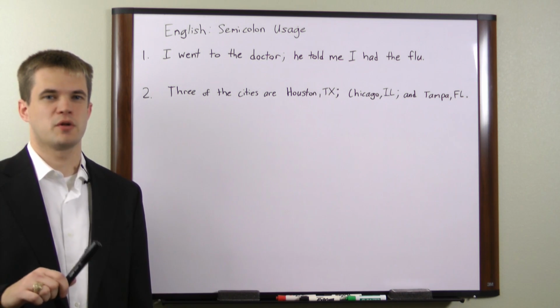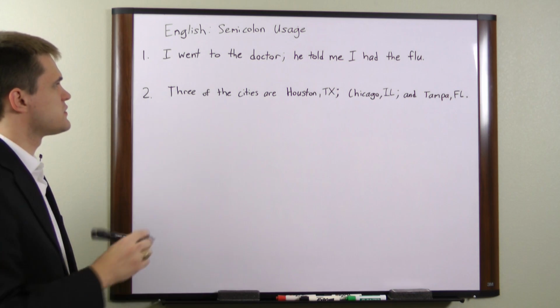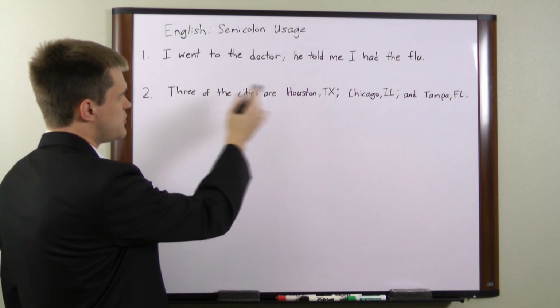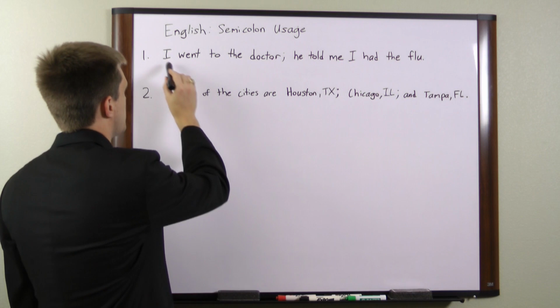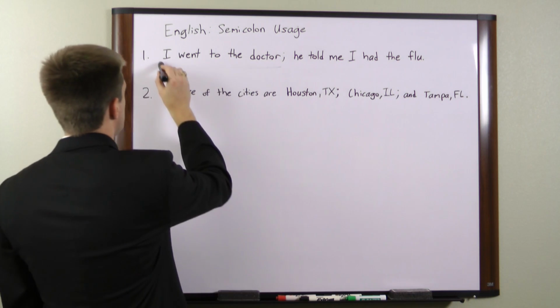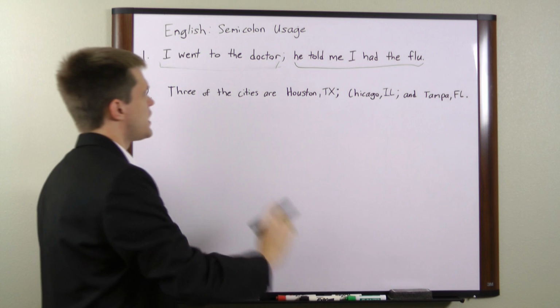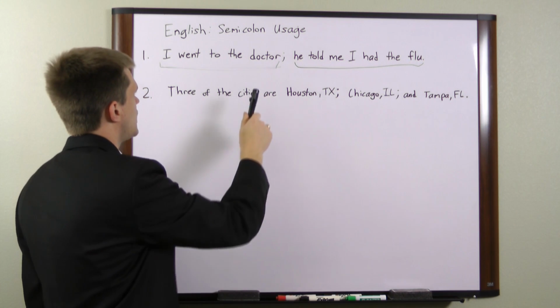So that's where the semicolon comes in. Here we have one example sentence for each usage. In this first one, we have 2 independent clauses separated by a semicolon. So each of these clauses could stand on its own as a sentence, but we've chosen to combine them into a single sentence, and we do so with a semicolon.